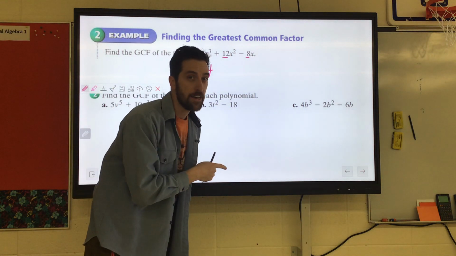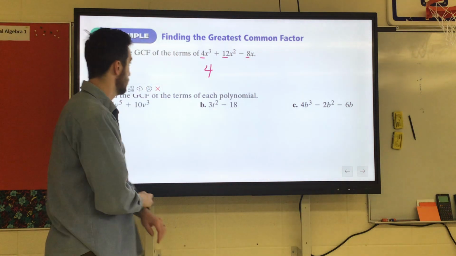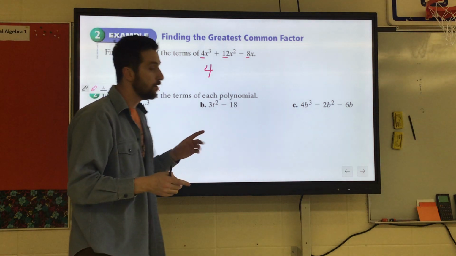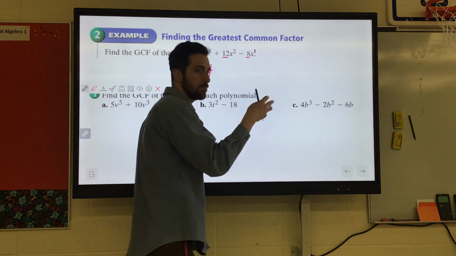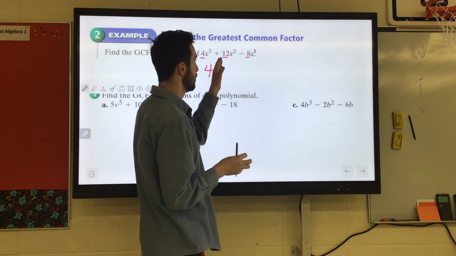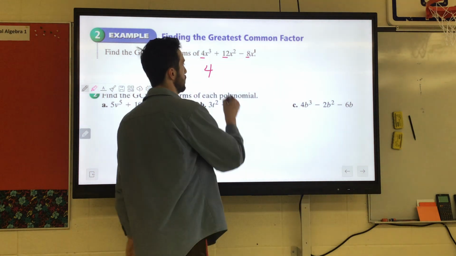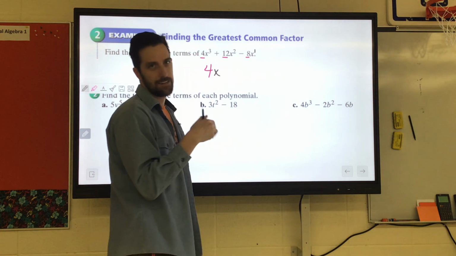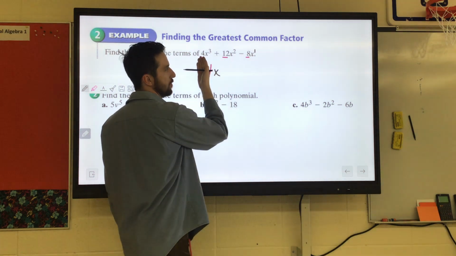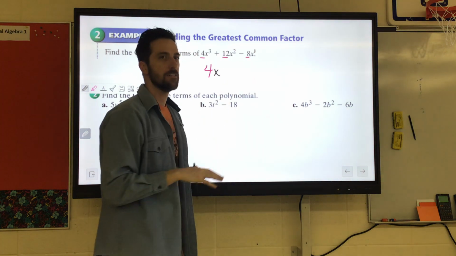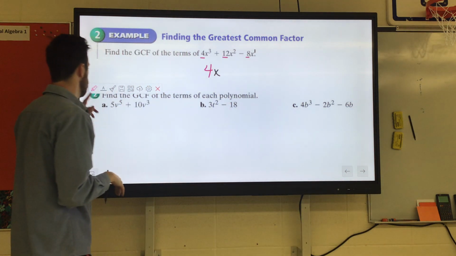Do they all have x's? They do. Do they all have x to the second power? No. So when they all have x's, you look for the smallest exponent. We have x to the third, x to the second, x to the first. So they all have at least x to the first. So 4x is the greatest common factor, the greatest thing that can be multiplied into all of these terms.